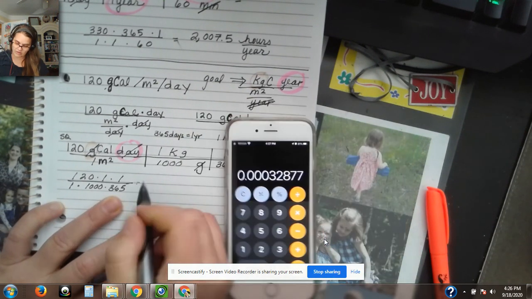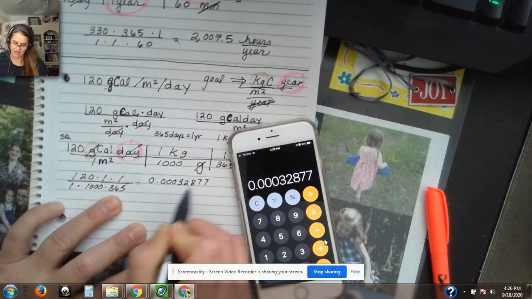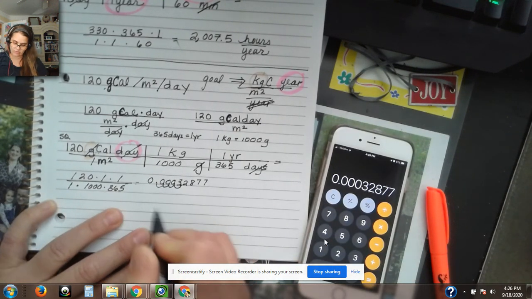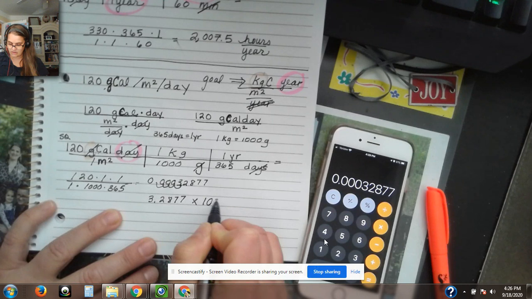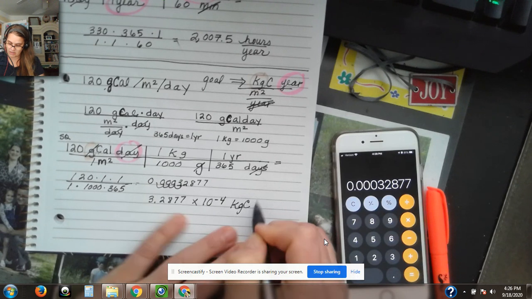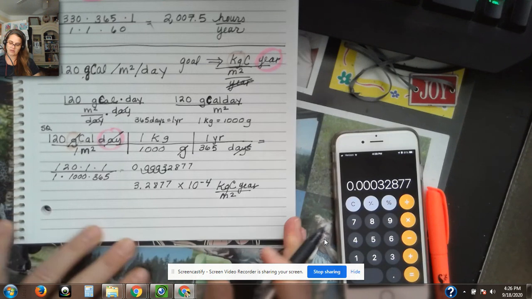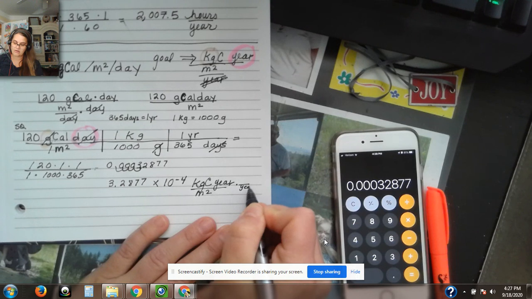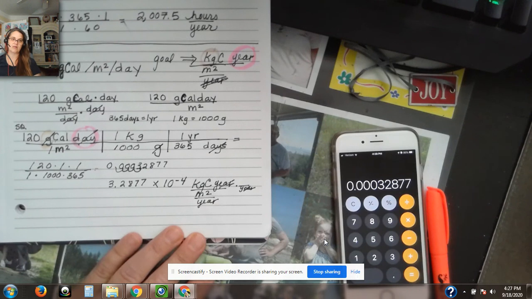Now, you might write this out. I'm a chemist, so this stuff drives me crazy. I would not write it like that. I would write 3.2877 times 10 to the negative 4 kg year per meter squared. And you're like, well, that doesn't look right because the year's got to be in the bottom. Well, I can divide by a year here, and I can divide by a year here, and I'm back to my units that I needed.